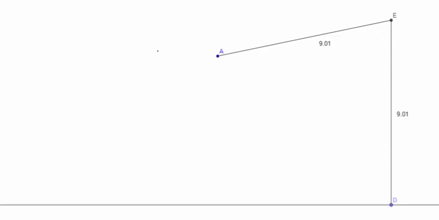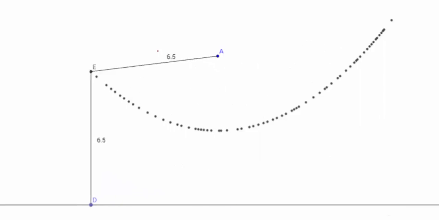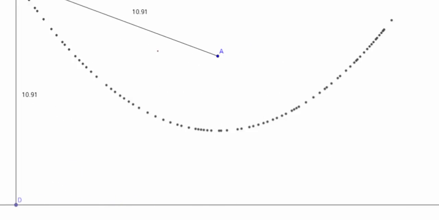I'm going to select point E, and I'm going to turn on trace, and watch this. What shape is that? It's a parabola! And so this is the definition of a parabola.